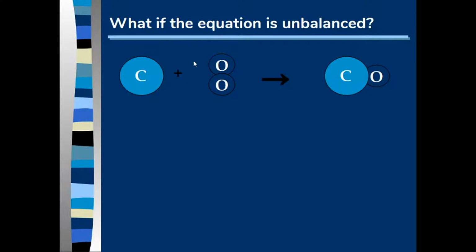But the problem is if we look at this reaction, we see one carbon atom on the left and one carbon atom on the right. But we see two atoms of oxygen on the left and only one atom of oxygen on the right. And that doesn't make sense. We can't just throw away that oxygen atom and pretend that it was never there. So in order for this reaction to take place, we need to represent it appropriately with some coefficients out in front.